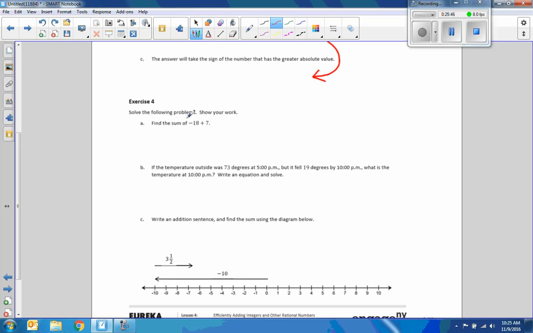Solve the following problem to show you. Find the sum of negative 18 plus 7. Absolute value of negative 18 is 18. Absolute value of 7 is 7. Take 18 minus 7 and I get 11. I can't write today. 18 minus 7 is 11. The absolute value that was larger was the 18. It was a negative number, so my answer is negative 11.